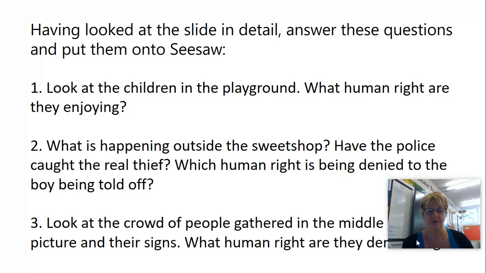And then number 3, look at the crowd of people gathered in the middle of the picture and look at the signs. What human rights are they demanding? Okay, so have a look on Seesaw, go onto the activity and pop your answers into the PSHCE folder.